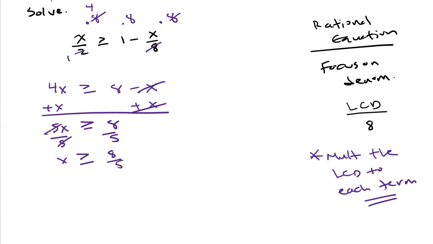I want to show you 3 different ways to write your solution, because it's going to ask you this. So this is one way. If we were to write this in interval notation, we would have a bracket, 8 fifths to infinity, because any number bigger than or equal to 8 fifths is a solution.